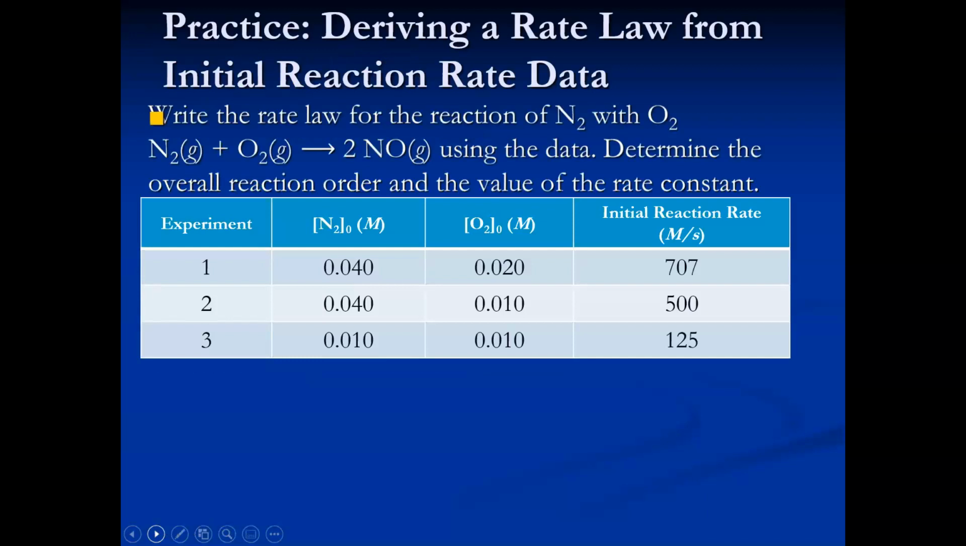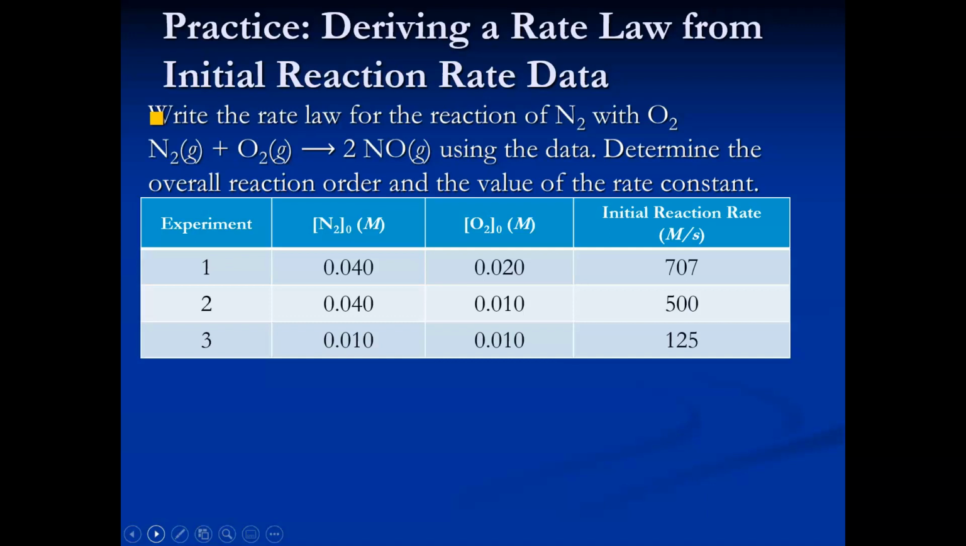So here is your first problem. I want you to write the rate law for the reaction, and this is N2 plus O2 goes to 2NO, using this data, and determine the overall rate law and the value of the rate constant. This is exactly what we did for your pre-lab for experiment 10, and this is the first part of your lab for experiment 10.